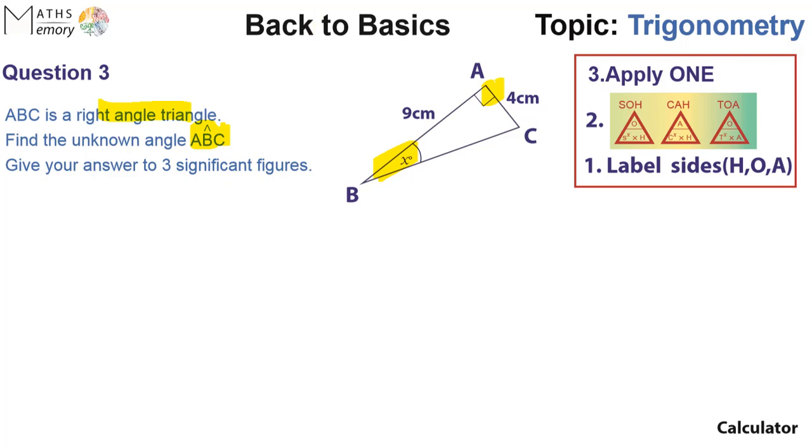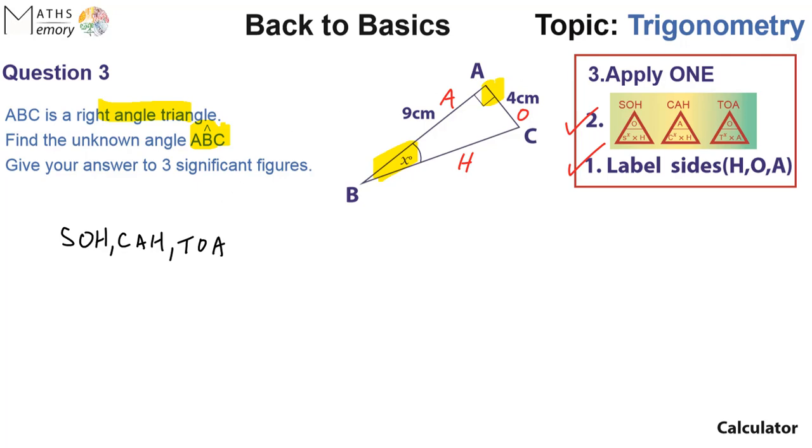So first of all, let's follow the steps. The first step is to label this triangle. Let's label this H, O, and A. So H is opposite the right angle, O is opposite the angle, and A is your leftover adjacent. Step 2, let's do SOHCAHTOA. Again, we write the same mnemonic we've done before, SOHCAHTOA, and we're going to try to find out one of these over here.